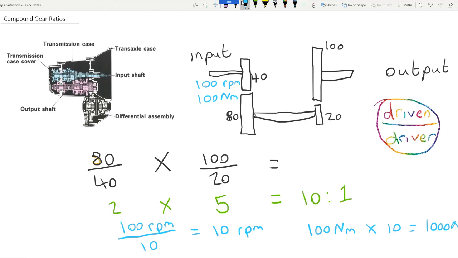Bear in mind, further down the line, this is also going to go through a final drive as well, and we will get an additional compound ratio. So if the final drive has a ratio of, say, 4 to 1, we're going to multiply it by 4 again, and so on. So you can get some really high torque values. So that's a compound gear ratio.